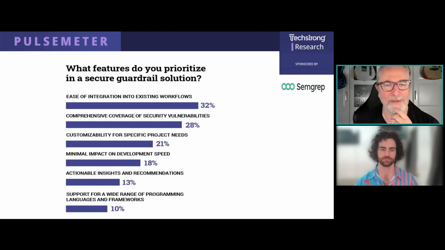What kind of capabilities do you prioritize in thinking about guardrails, how you would implement it? Ease of integration into your workflows. We've talked a fair amount about that. Comprehensive coverage of security vulnerabilities. It doesn't make sense to do it if you're not going to catch the important things. Being able to adapt it to your project needs. That's one I'd love to hear your thoughts on. What are some of the areas where you need that kind of flexibility or adaptability? And of course, impact on developer speed.